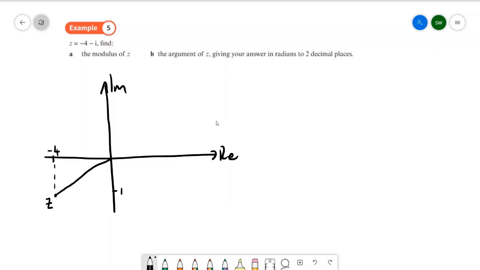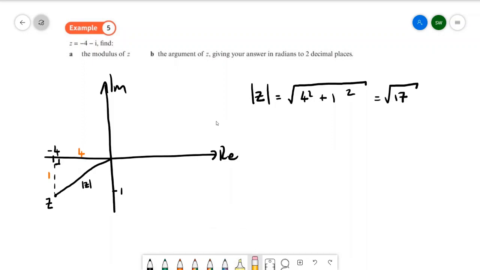So to work out the modulus, we're always going to use Pythagoras. The modulus of Z, well, we've got a right angle triangle here. And I'm just going to carefully label in these lengths. This length on our right angle triangle is 4, and this length is 1. So using Pythagoras, we can work out this length here, which is going to be the square root of 4 squared plus 1 squared, which is root 17. So that's the modulus of Z.